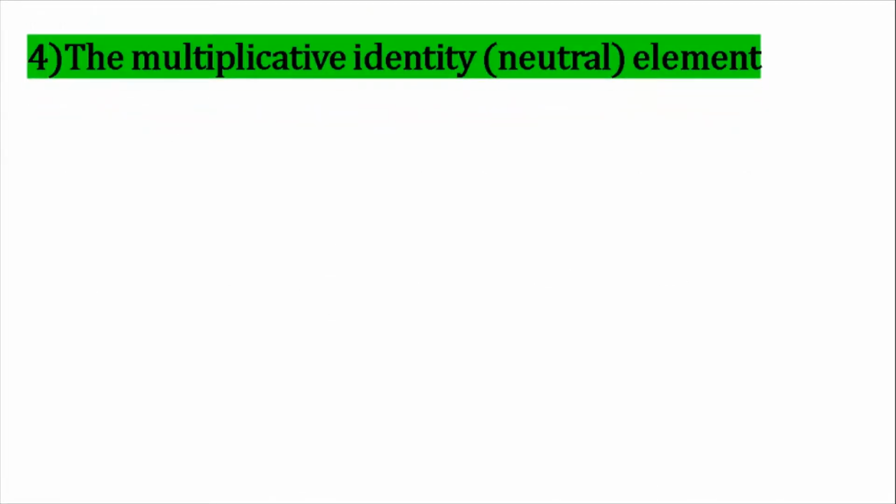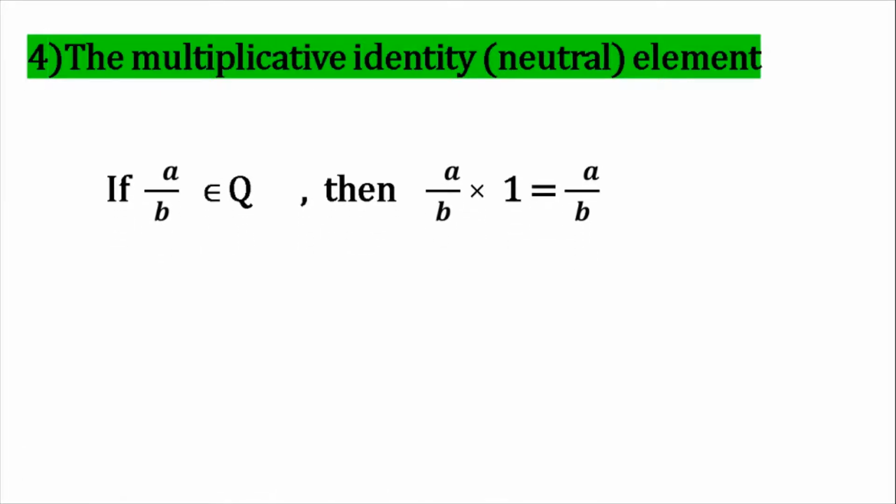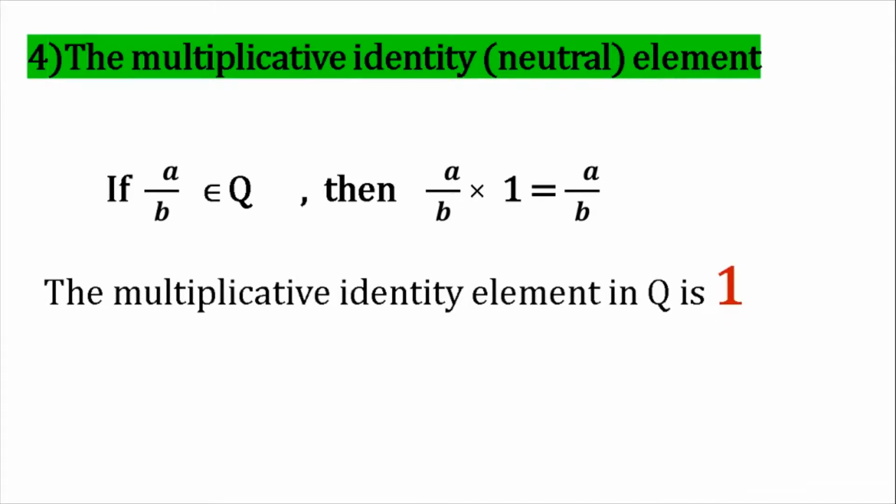Number 4, the multiplicative identity or neutral element. If A over B belongs to Q, then A over B multiply 1 equal A over B. So the multiplicative identity element in Q is 1. Example, 4 over 7 multiply 1 equal 4 over 7.